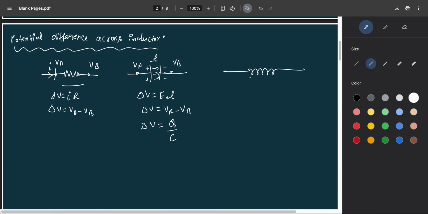What is the potential across an inductor? If you think carefully, this inductor is nothing but a simple wire. What happens is it basically opposes you. For example, if current is growing, what will it do? It will generate EMF in such a way that it can produce current in the opposite direction. Understood my point?